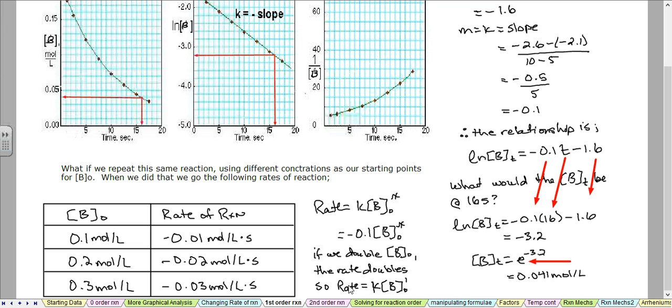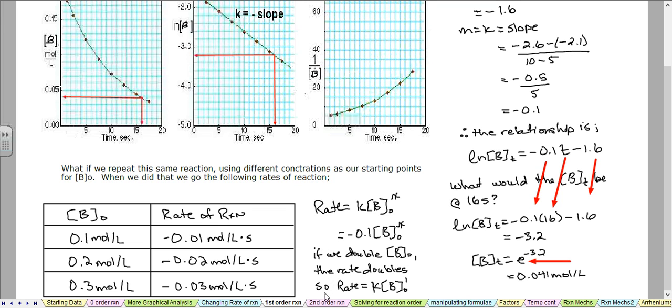So our rate of the reaction is always going to be equal to our rate constant, which we got over here, our slope, times our initial concentration to the power of 1. So rate constant times the initial concentration. And our rate constant is 0.1. Multiply that by 0.1 as our initial concentration, and we get 0.01. Take our rate constant of 0.1, multiply it by our initial concentration of 0.2, and we get 0.02. So this allows us to see what that relationship is like.